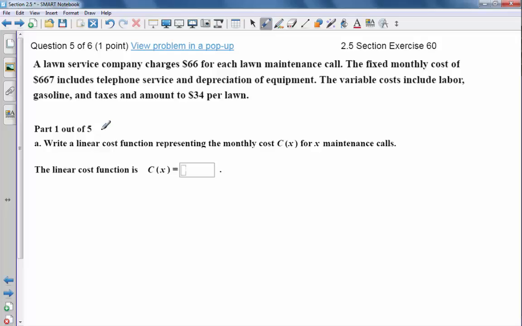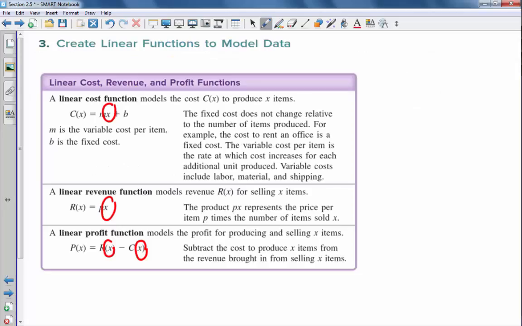We are going to first build our cost function. And what is the initial setup for a cost function? Let's see. You need to start with three things, but you need to know only two items. Mx plus b is what you put down first.